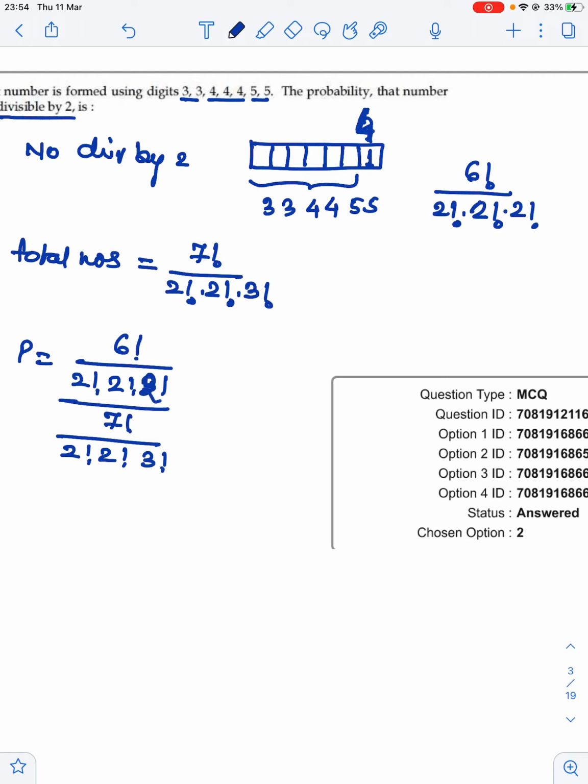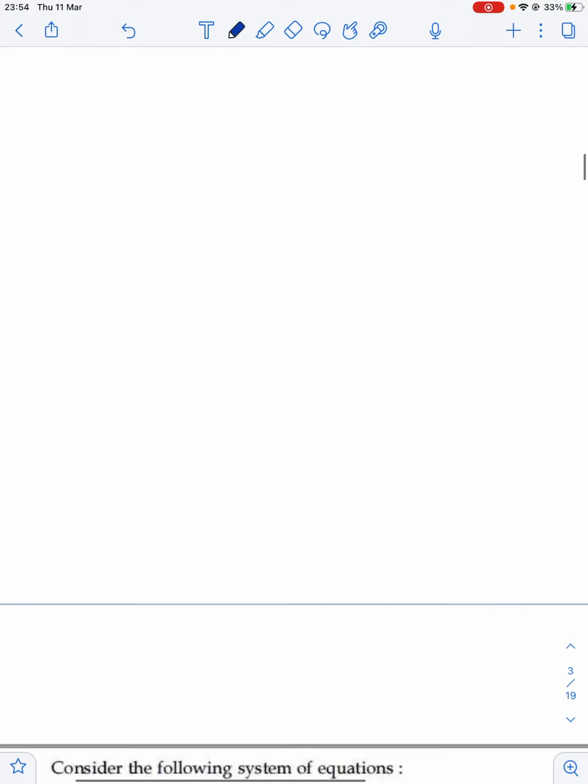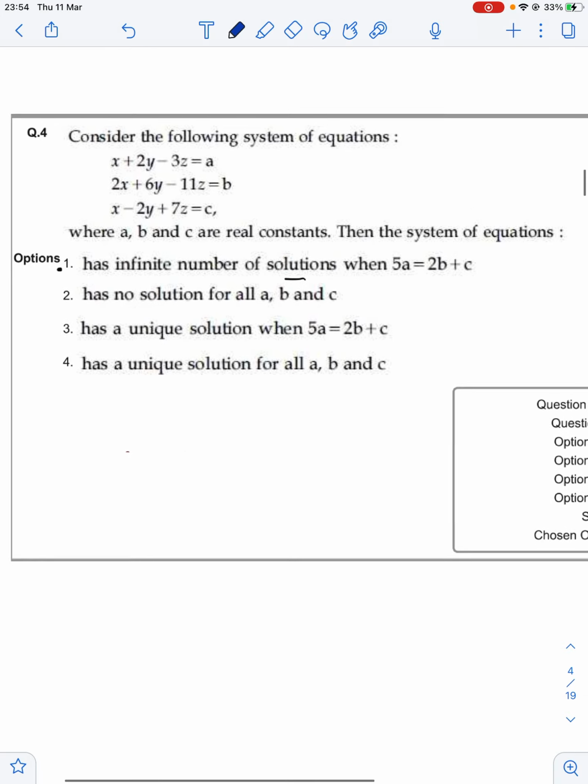This is 2 factorial itself. So if we simplify, 2 factorial, 2 factorial cancel, 6 factorial cancels the 6 factorial, so 7 left. So the total answer comes out to be 3 by 7. The second option. Quickly move on to question number 4.